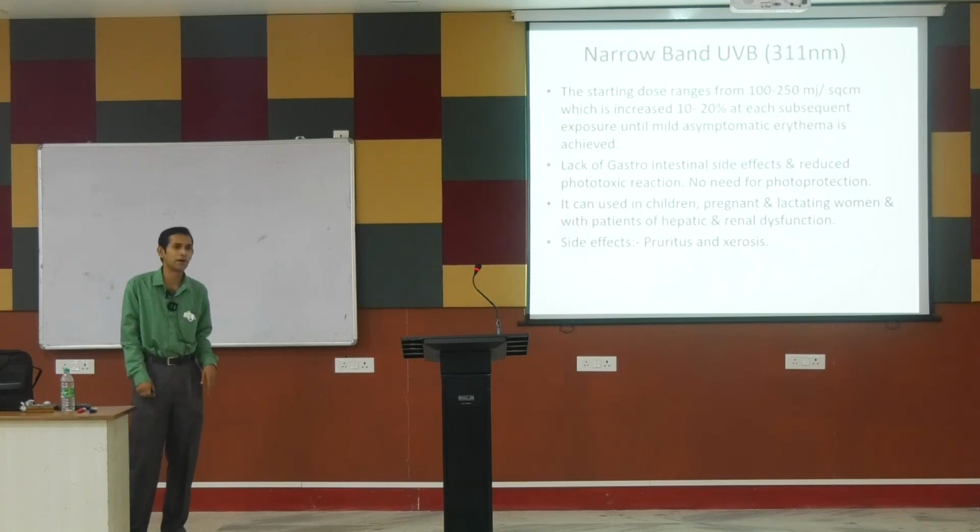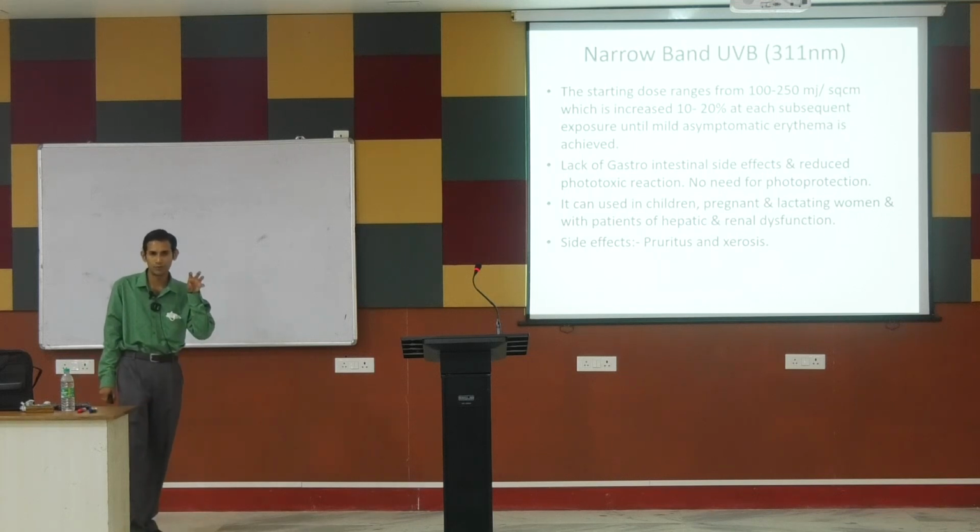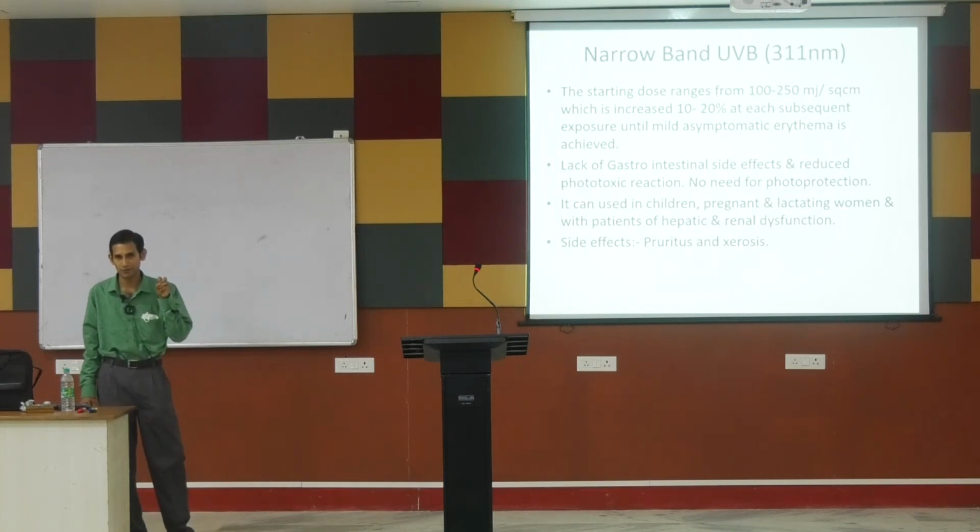Now coming to the narrow band UVB therapy. What is narrow band UVB therapy? Narrow band UVB is a special type of fluorescent light. It is a very effective treatment because the side effects are lesser. As with systemic PUVA, there are too many side effects, gastrointestinal side effects, hepatotoxicity. It can't be given in children or pregnancy, but narrow band UVB usually produces fewer side effects. It doesn't produce this type of side effect.